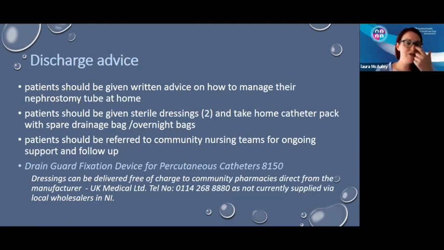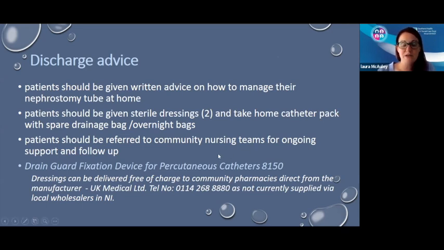Discharge advice: patients should be given written advice on how to manage their nephrostomy tube at home and when to ask for help. They should be given sterile dressings and a take-home catheter pack, like we discussed with the bladder catheter as well, the spare drainage bag and overnight bags. And again, they should be referred to community nursing teams for ongoing follow-up.